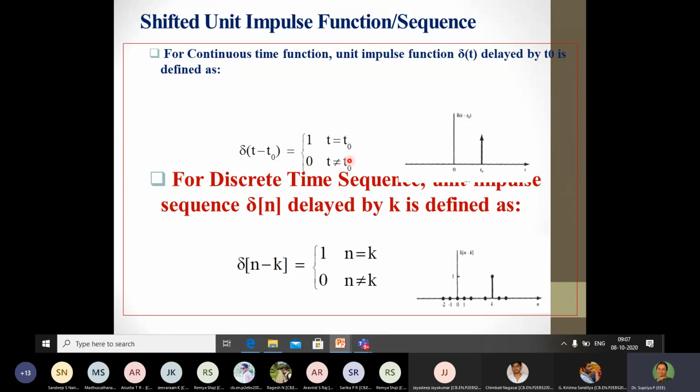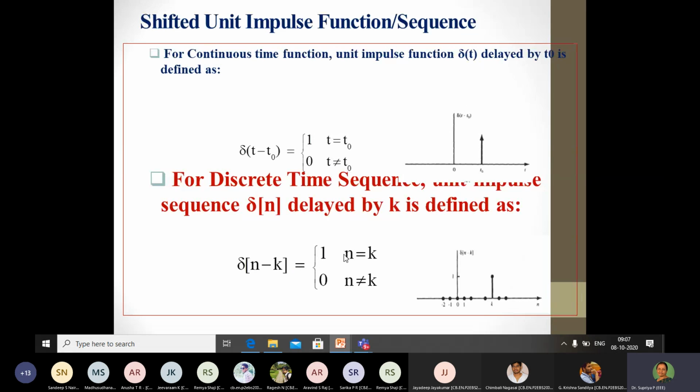Similarly, it is 0 for all other values, which means that an impulse as such is a signal which has only one value at one particular time. A similar case is also seen for a discrete case where instead of T naught, we represent it as K. This is the general format, and this particular value of K is given by a shift again on the right hand side of the time axis, which means since it is minus K, we have shifted it towards the right.